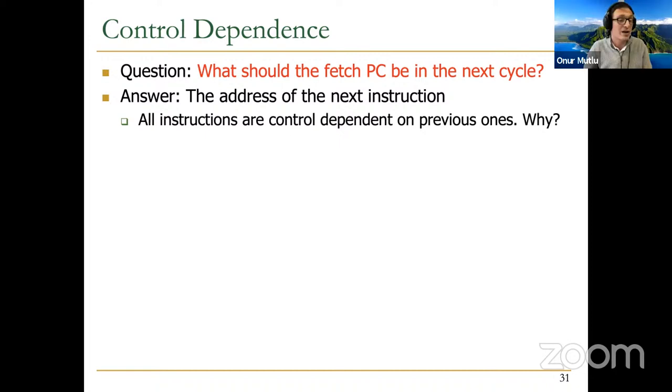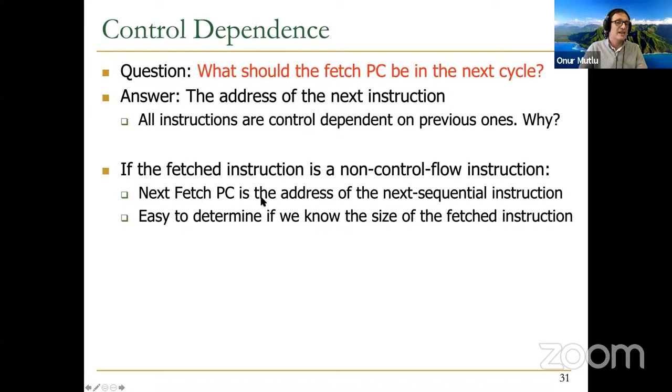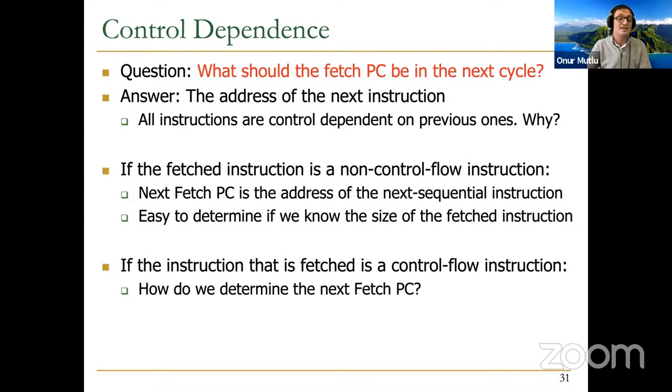If the fetched instruction is a non-control flow instruction, it's not a problem, right? The next fetch PC is the address of the next sequential instruction. And this is easy to determine if we know the size of the fetched instruction. In MIPS, I say it's 4. So you do PC equals PC plus 4. And if you increment the PC in the fetch stage by latching PC plus 4 into the PC, no problem. You're going sequential. The problem happens if the instruction that is fetched is a control flow instruction.